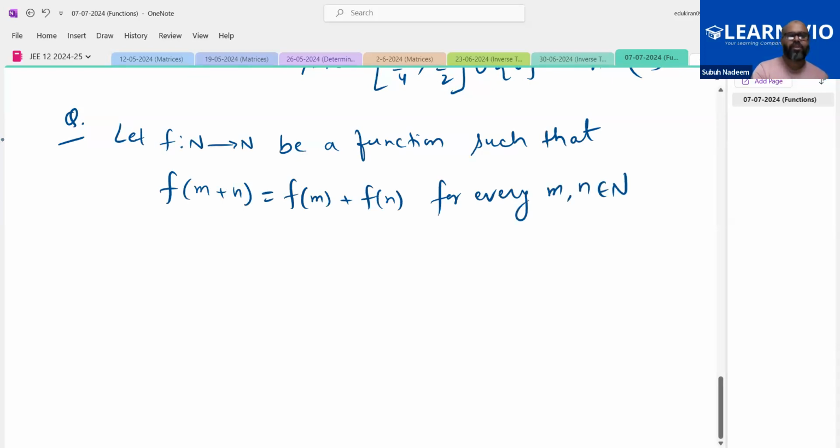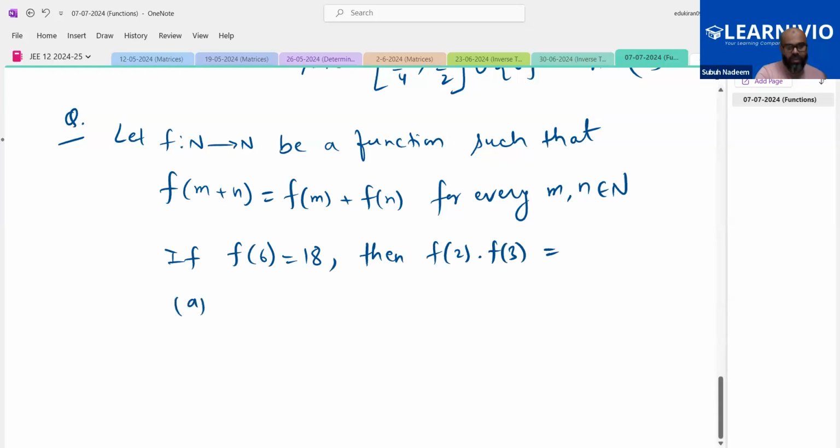So it is saying that there is a function from N to N, natural numbers to natural numbers, such that f of m plus n is f of m plus f of n for any natural numbers m, n. Now, if f of 6 is equal to 18, then f2 into f3 is equal to, options are 6, 54, 18, 36. Just give it a try, then we'll discuss.